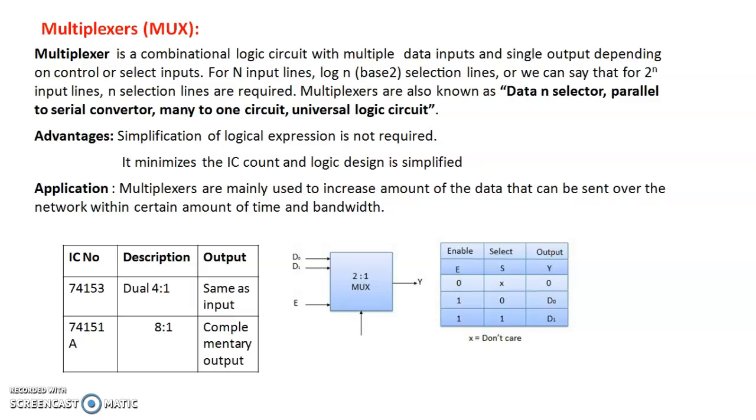So 4:1 indicates that there are 4 data input lines and only 1 output line. For 8:1 there are 8 data input lines and only 1 output. So multiplexer has only 1 output but it has n number of inputs. That is the main concept of multiplexer. This is the block diagram of 2:1 multiplexer. The enable strobe inputs are here and select inputs are here, and Y is the output. The cross indicates the don't care condition, and the value of don't care may be 0 or 1.